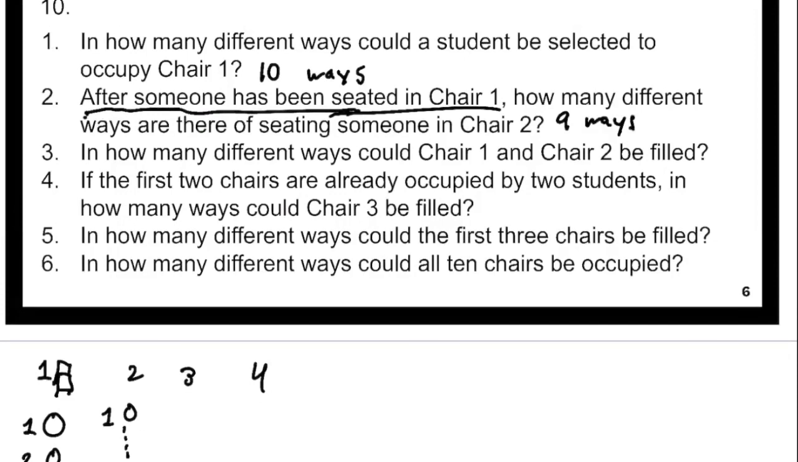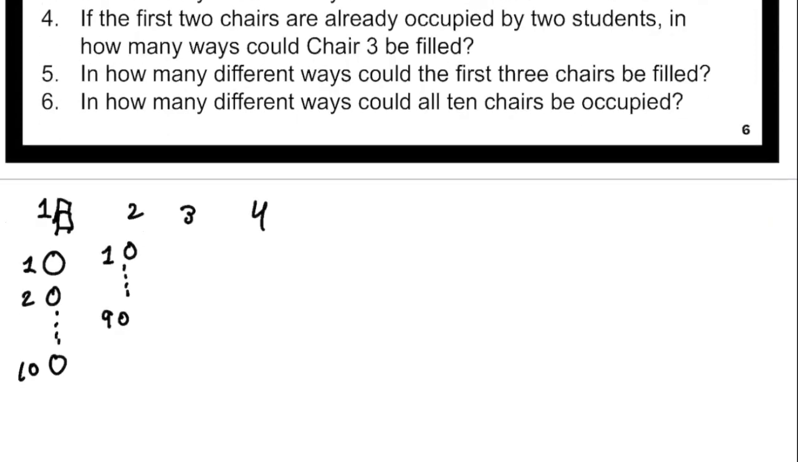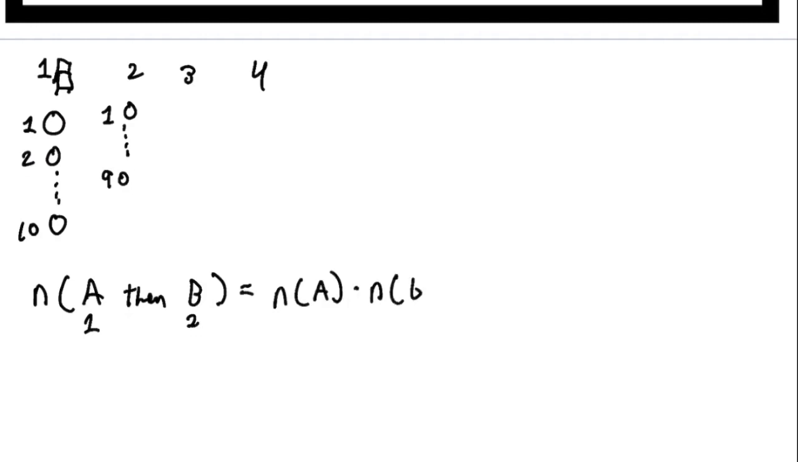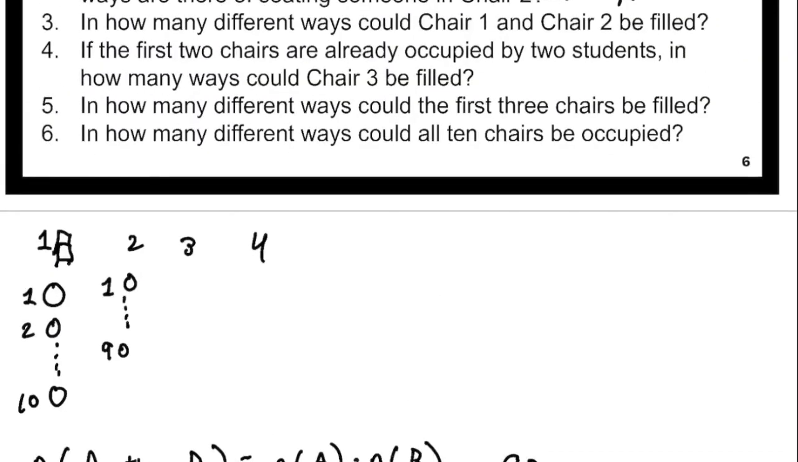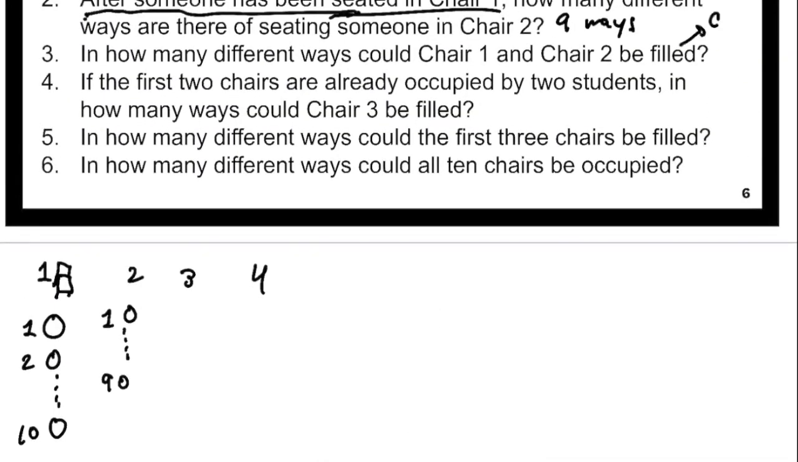Number 3 is asking in how many different ways could chair 1 and chair 2 be filled? We could think about the number of ways to fill A, chair 1, and then B, chair 2, which, if we think back to our counting principles, is equal to the number of ways to fill chair 1 times the number of ways to fill chair 2. So 10 times 9, which is 90. So we have, for number 3, 90 ways.